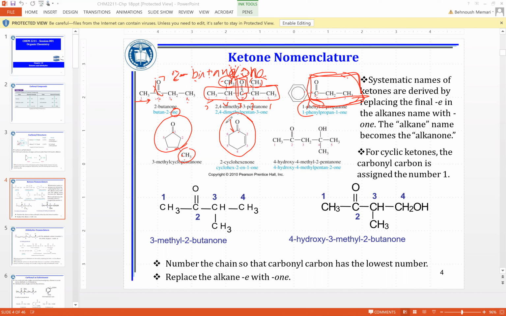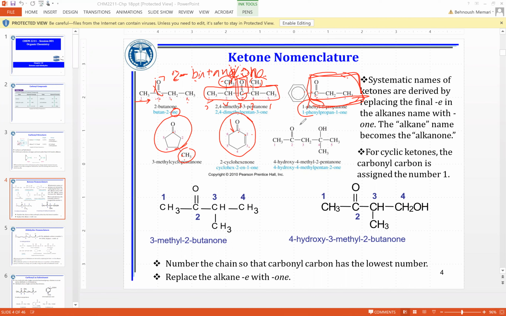Okay, so when we have a 2-ene, you can include that in the name, and that would make it 2-cyclohexenone. So when you say cyclohexenone, that includes the carbon-carbon double bond and then the CO double bond.